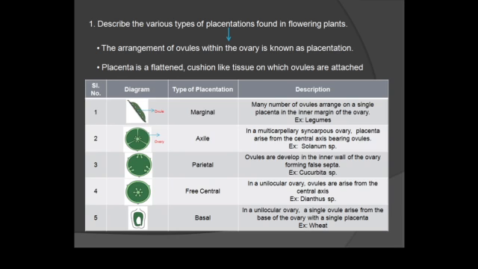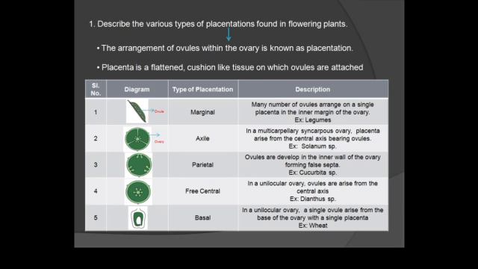Generally, we classify five types of placentation. The first one is marginal, and then axial, parietal, free central, then basal. In marginal placentation, many ovules are arranged on a single placenta along the inner margin of the ovary, for example in leguminous plants. This diagram clearly shows many ovules arranged on a single side, with the help of a single placenta.